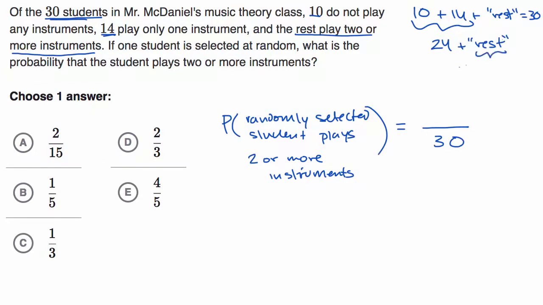So this is no instruments, this is one instrument, so that's 24 play one or fewer instruments, plus the rest that they talk about. And these are who we are interested in. These are the people who play 2 or more instruments, equal to 30. And so we know that 6 students play 2 or more instruments. They could have said that 6 play 2 or more instruments, but they wanted us to figure that out.